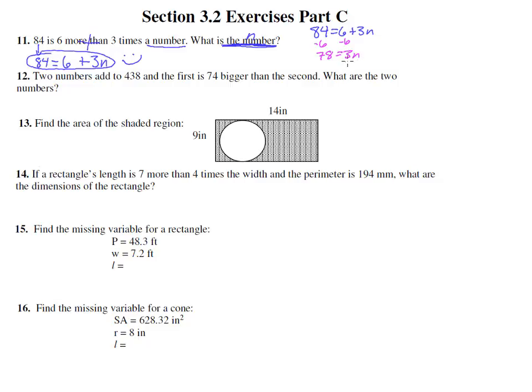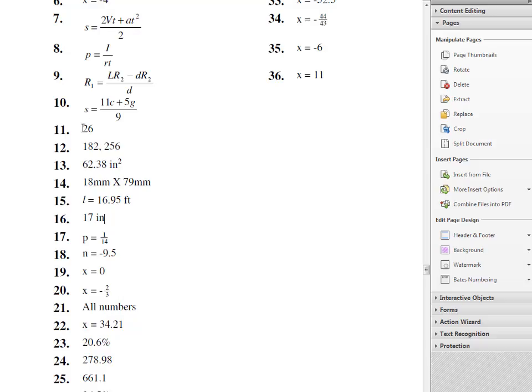How do we get rid of that 3? We do it with division. Divide by 3. So those 3's go away and we have n equals 78 divided by 3, which is 26. So the number is 26. Let's check our answer. Indeed, the number is 26.